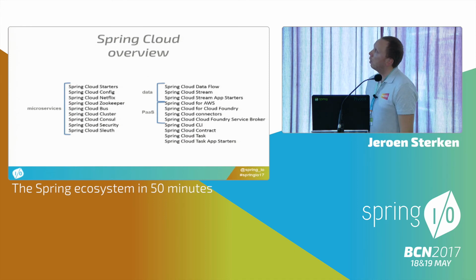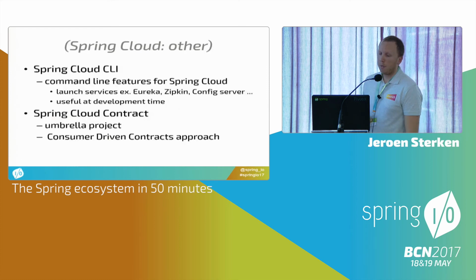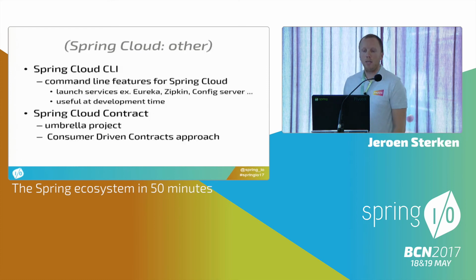So these 3 categories, I'm going to go briefly over these 4. Spring Cloud CLI is a command line. It adds command line features for Spring Cloud. So for example, you can launch services very easily using a command line interface, and it's very useful at development time. If you're doing local development and you want a Eureka server, for example, to test it, you can just start a command on the CLI and start up a Eureka server out of the box.